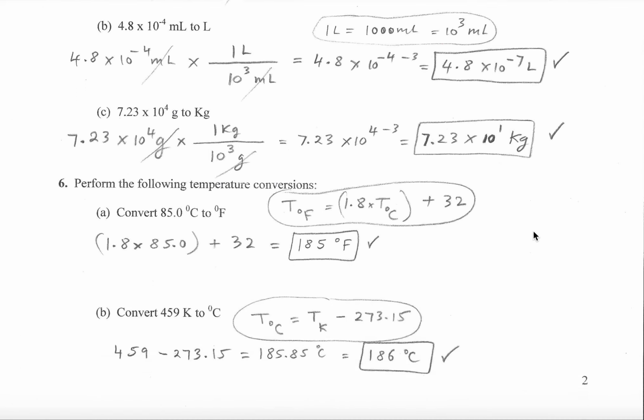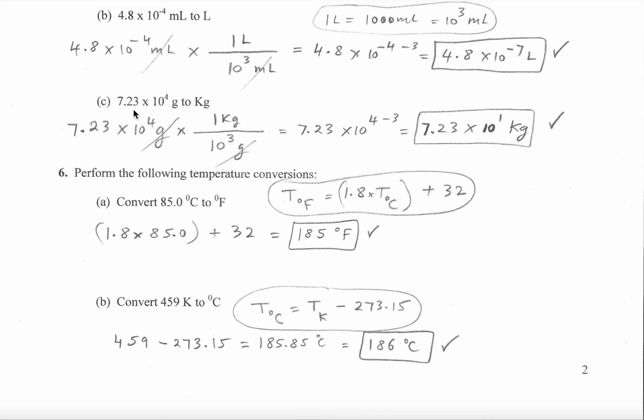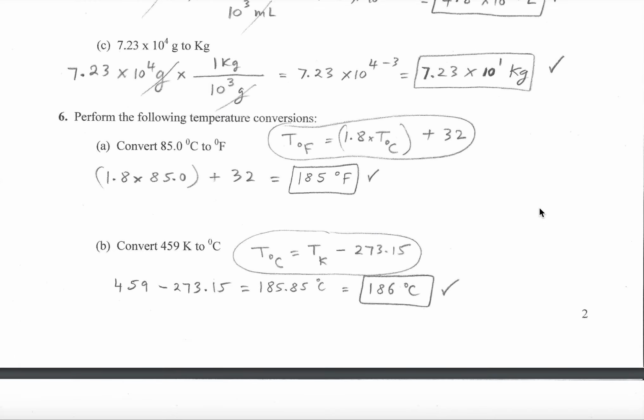Okay, now next we got 7.23 times 10 to the 4 grams to kilograms. 1 kilogram over 1,000 grams, so that way we can cancel out the gram. 1,000 is written as 10 to the 3 power. And now divide means subtract the exponents. So you get 7.23, 4 minus 3. Divide means subtract. If you subtract a negative number, it becomes positive, but in this case, it's positive. So you got 7.23 times 10 to the 1. All right, so those are unit conversions. That's the main big topic for chapter 1.